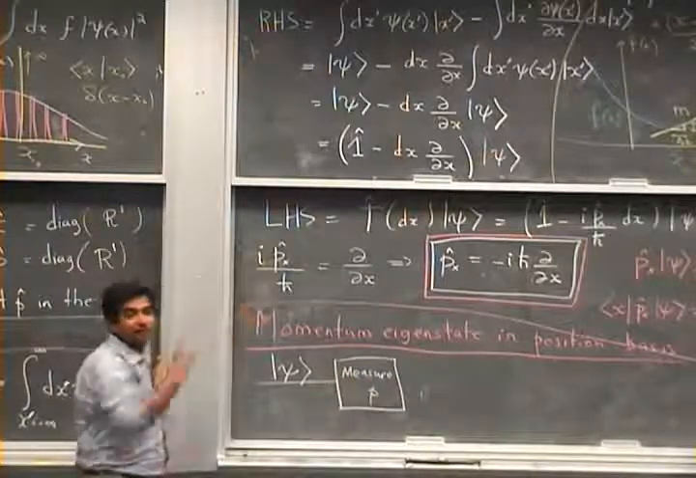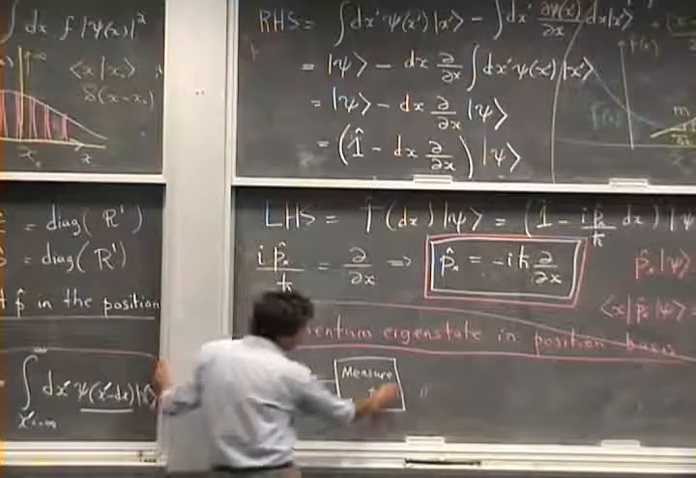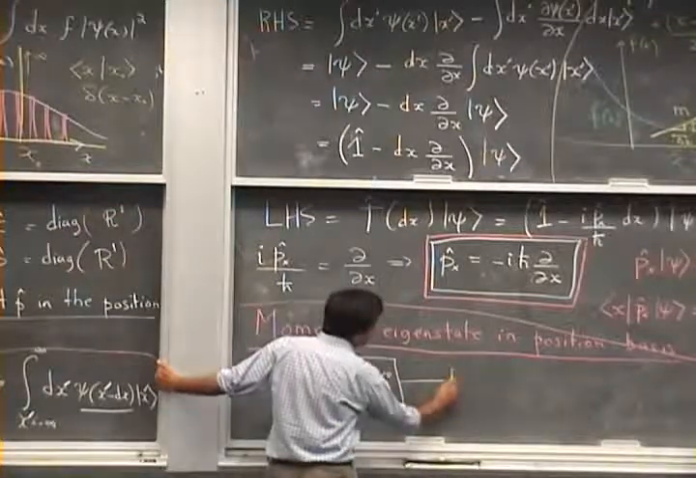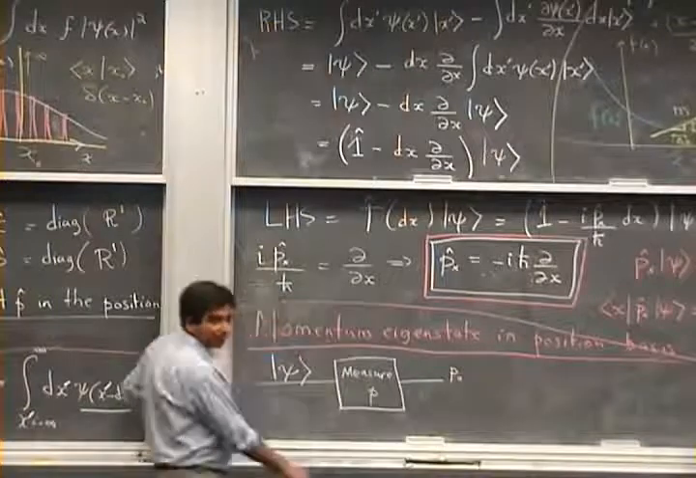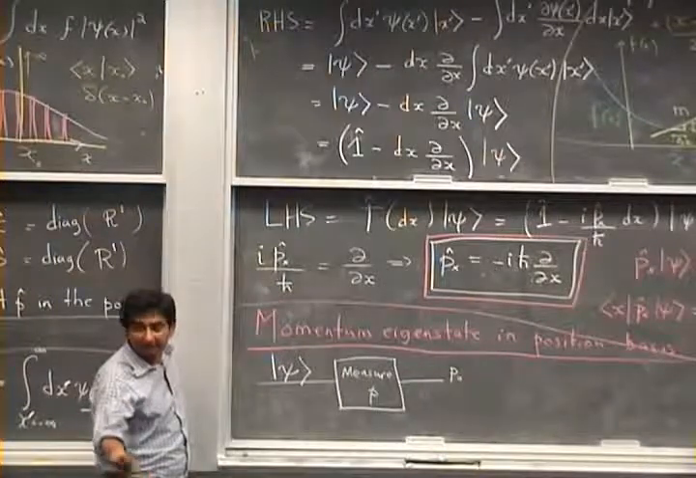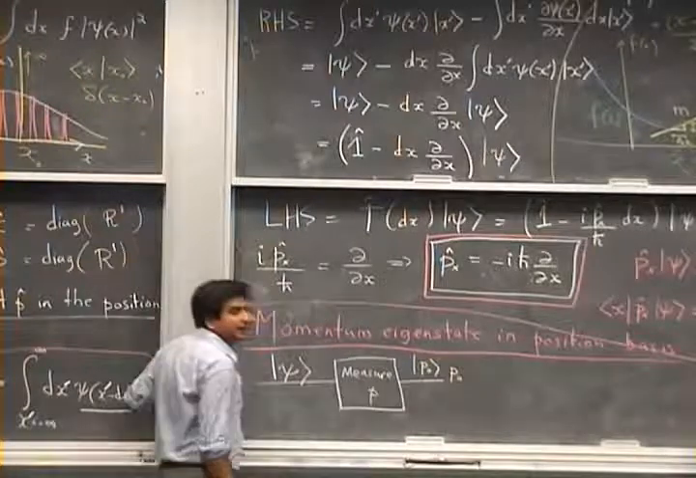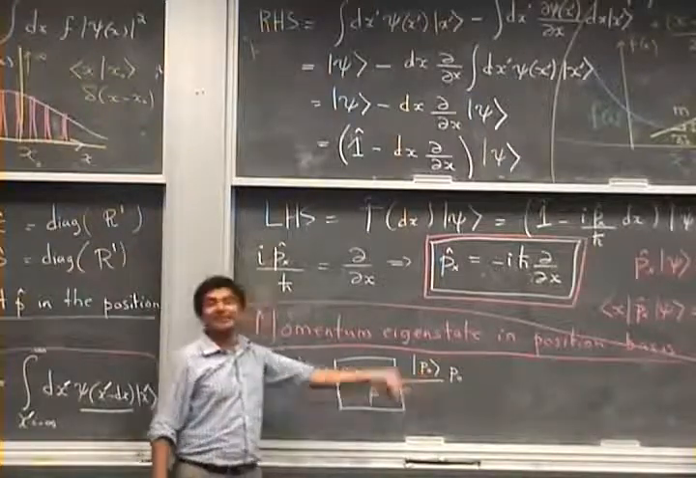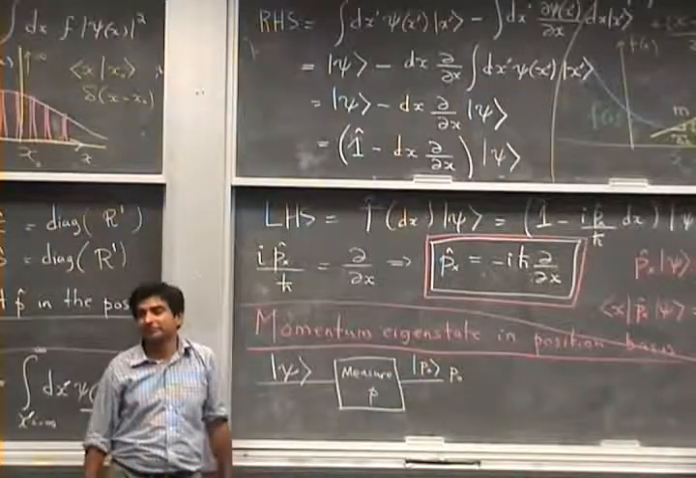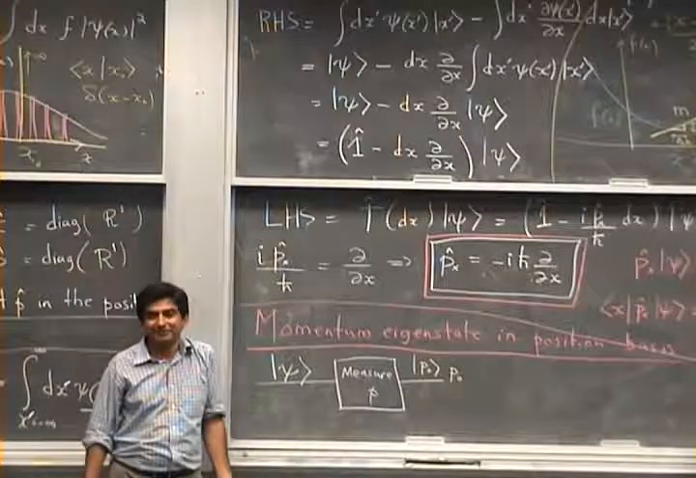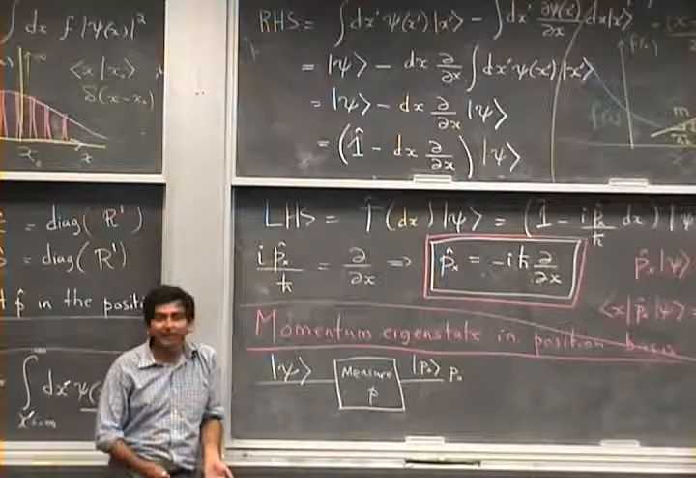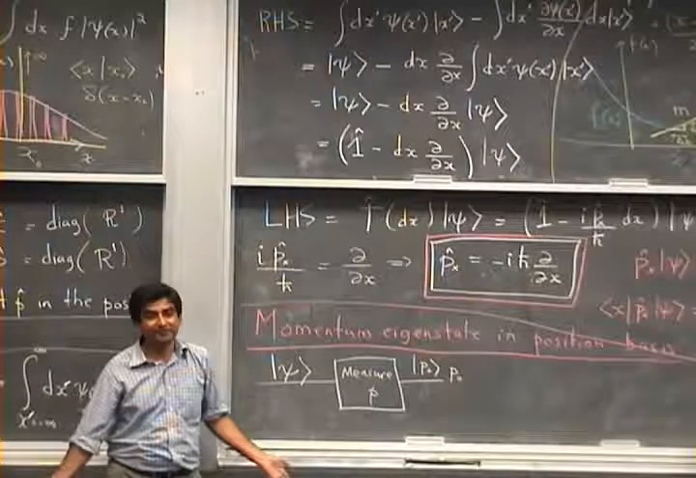There's an infinite number of outputs possible. Suppose I measure the output to be P naught. With a certain probability I get P naught. So my output state is P naught. Now I would like to represent this state in the position basis. Any state can be represented in any basis.